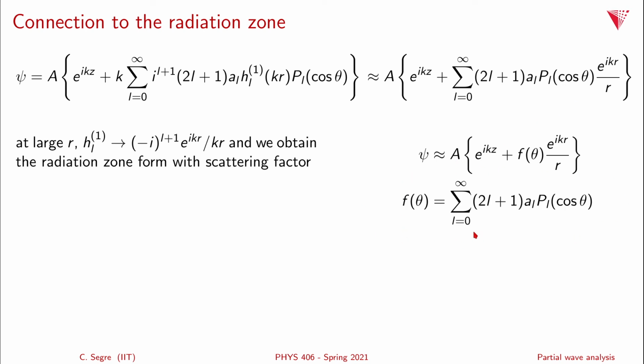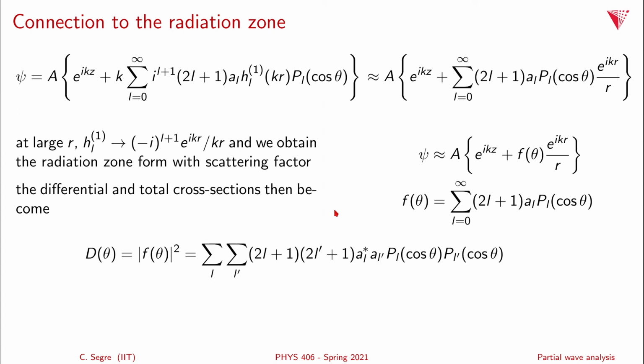And so that's the solution that we want in the intermediate zone, connected to what we see in the radiation zone. So this is what our scattering factor must be. The differential cross-section then becomes d sigma by d omega is f of theta squared. So when we square it, we need a double sum over L and a sum over L prime of 2L plus 1 times 2L prime plus 1 times A sub L star, A sub L prime, P sub L of cosine theta, P sub L prime of cosine theta.